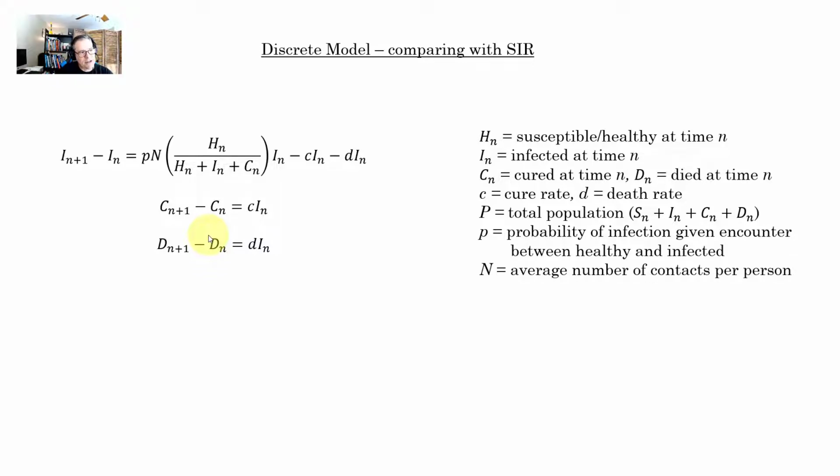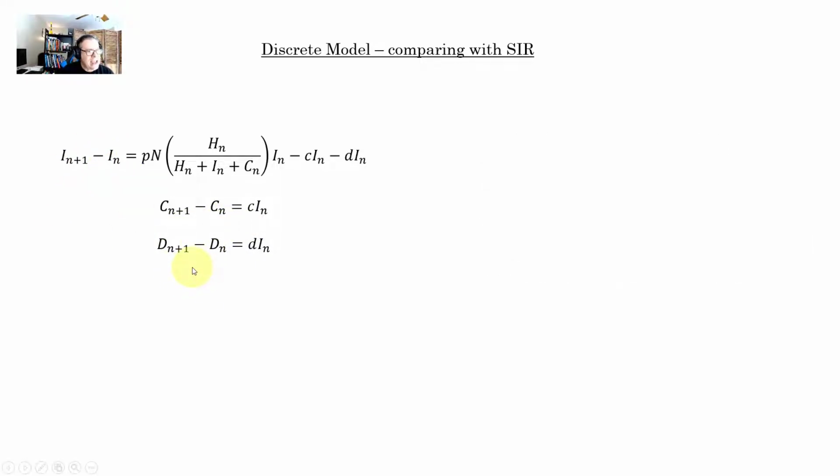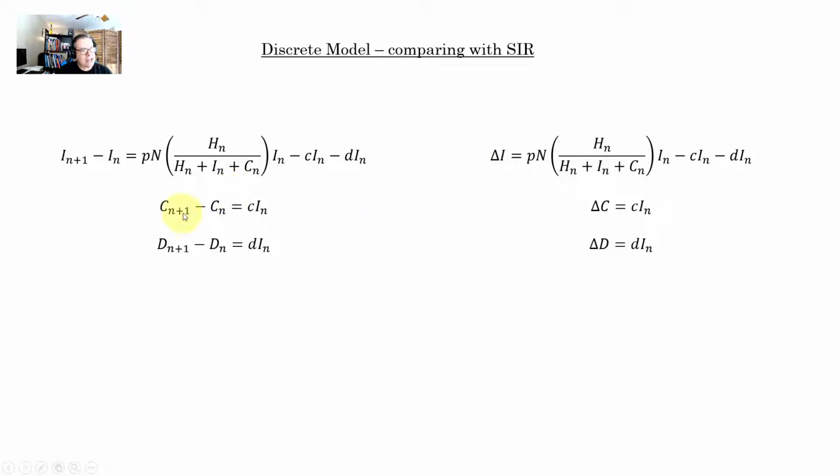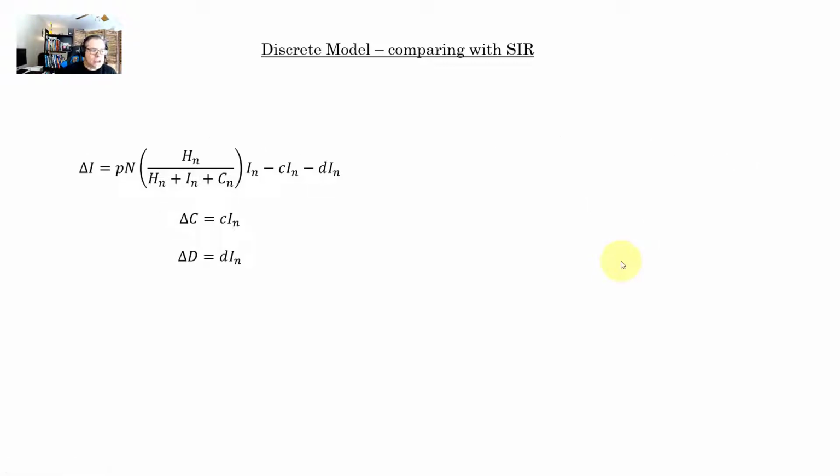So I'm focused really on just the change in the number of infected, the change in the number that are cured, and the change in the number that have died. And those, the change in the number of infected, I'll just say is a delta I, the change in the number of cured, that's some delta C, the change in the number that have died, that's some delta D that represents the change in that population. So that is basically the SIR model really starting to come into focus.